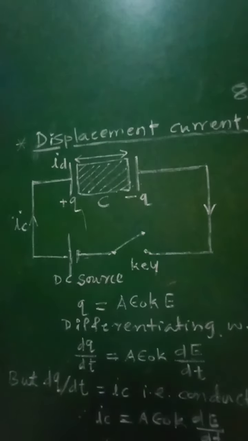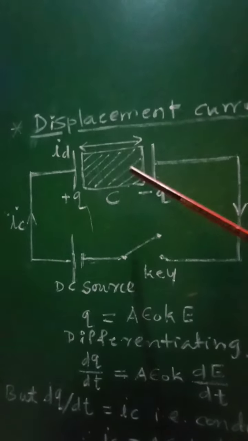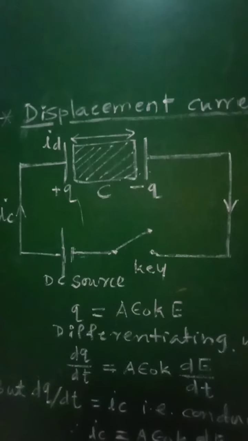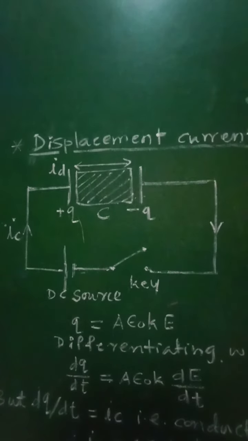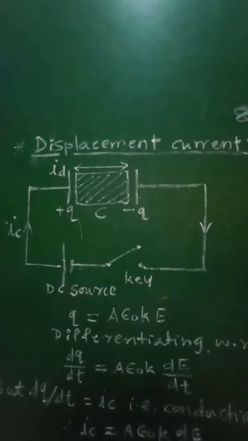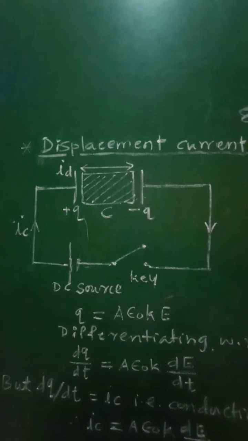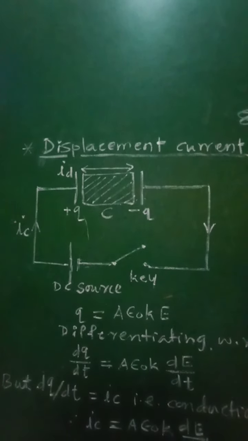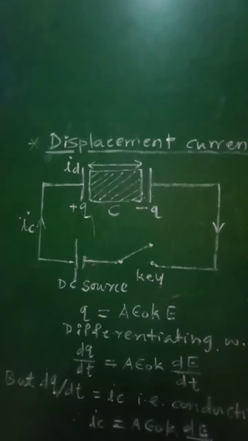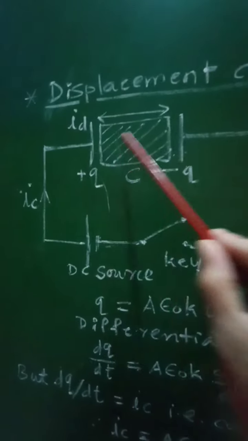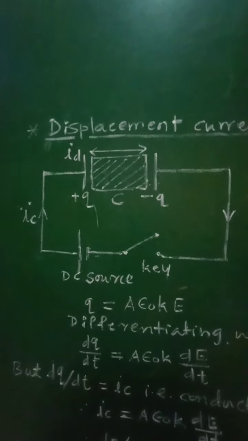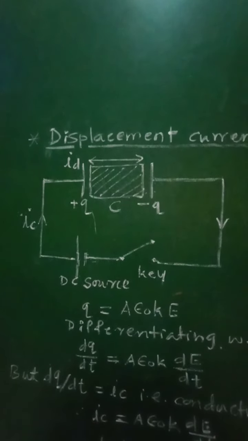Now let us consider a parallel plate capacitor filled with dielectrics, connected across the DC source along with the key K. In the conducting part of the circuit, the free electrons are responsible for the flow of current, but in the region between the plates of the capacitor, there are no free electrons available for the conduction in the dielectric.